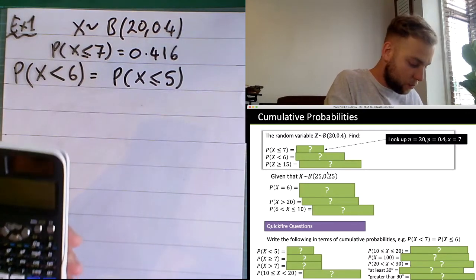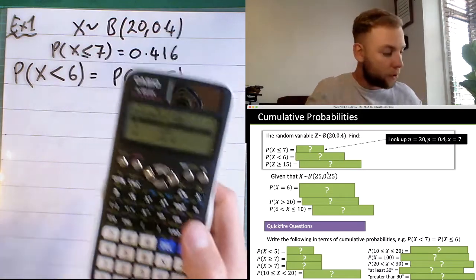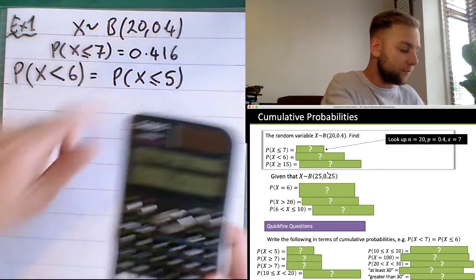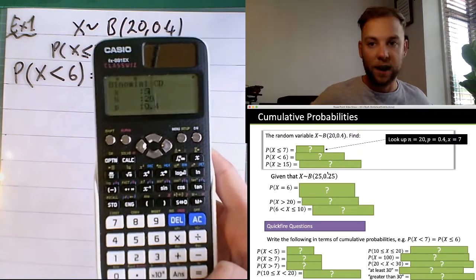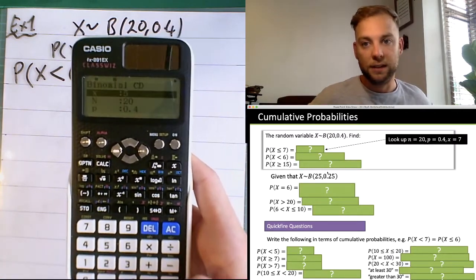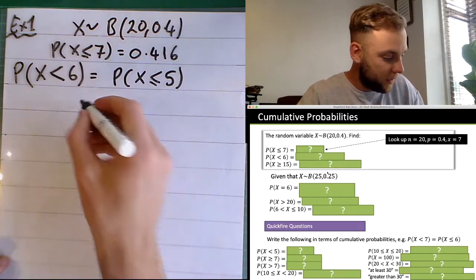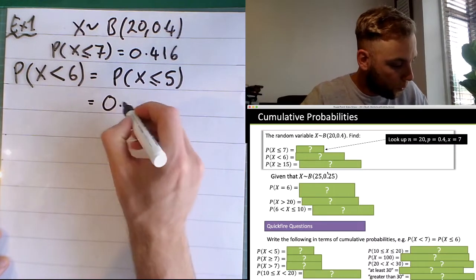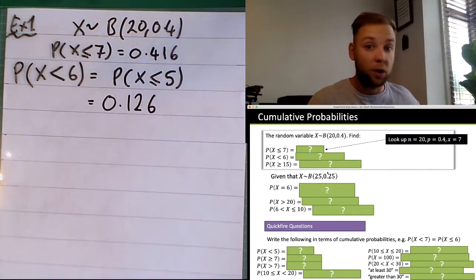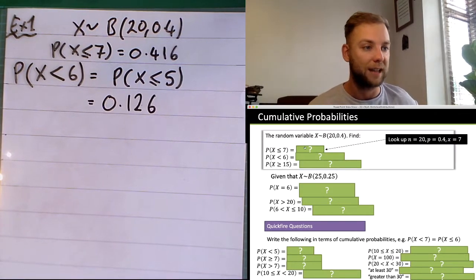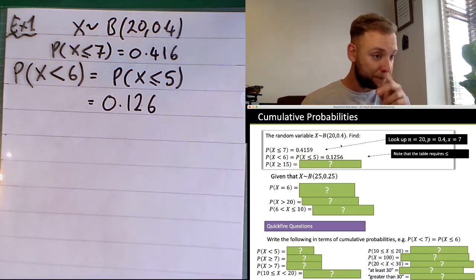Okay? So press AC. AC takes you back. Now I've got the same amount of trials. I've got the same probability, but in this case, my x is less than or equal to 5. So I press 5 on there, press equals, and this is equal to 0.126. Now, I probably suggest that you do have a go at that on a calculator. Make sure you understand it. Make sure you get it. Okay. So we've got those two.